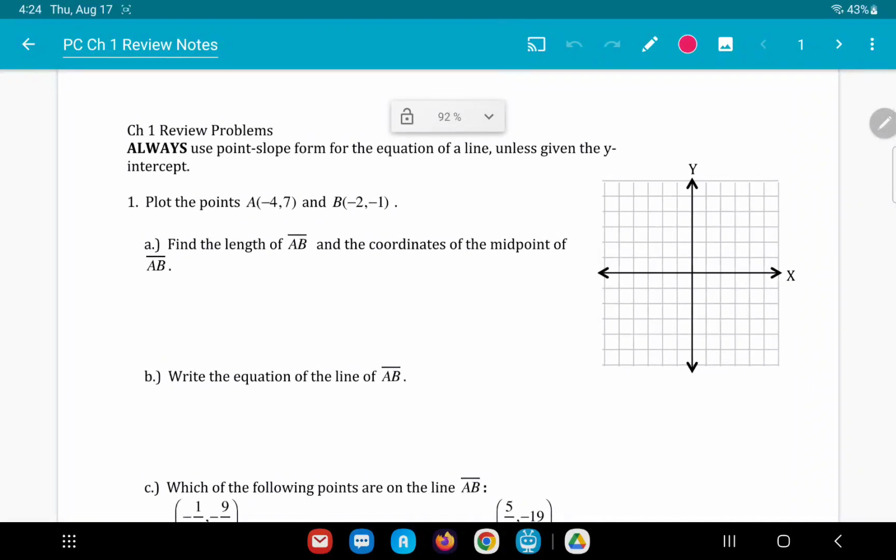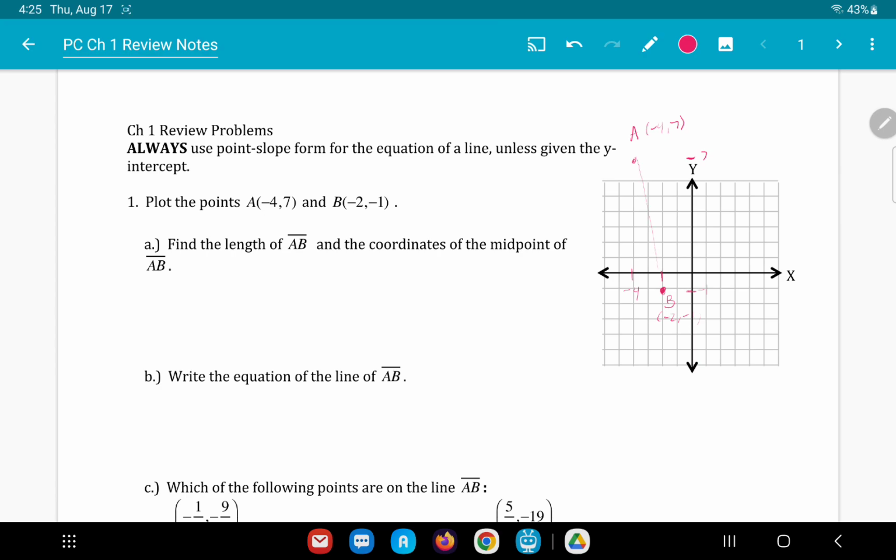All right, so it says plot the points -4, 7. I'm going to go ahead and do that. And -4, 7 will be up here. That'll be point A. And then B will be -2, -1. -2, -1, right there. Okay, and then what we need to do is find the length of AB.